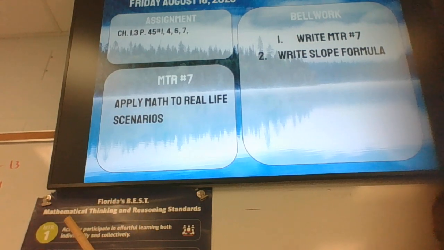MTR, mathematical thinking and reasoning standards. We're supposed to be doing these things all the time. Like I'm supposed to have it written on my lesson plan that I've given you time to do these things. It's pretty obvious stuff. You're supposed to be actively putting in effort. Did you know that? Dang. You've been doing it wrong. That's not fine. Okay. Now that you've read it, you'll do it.